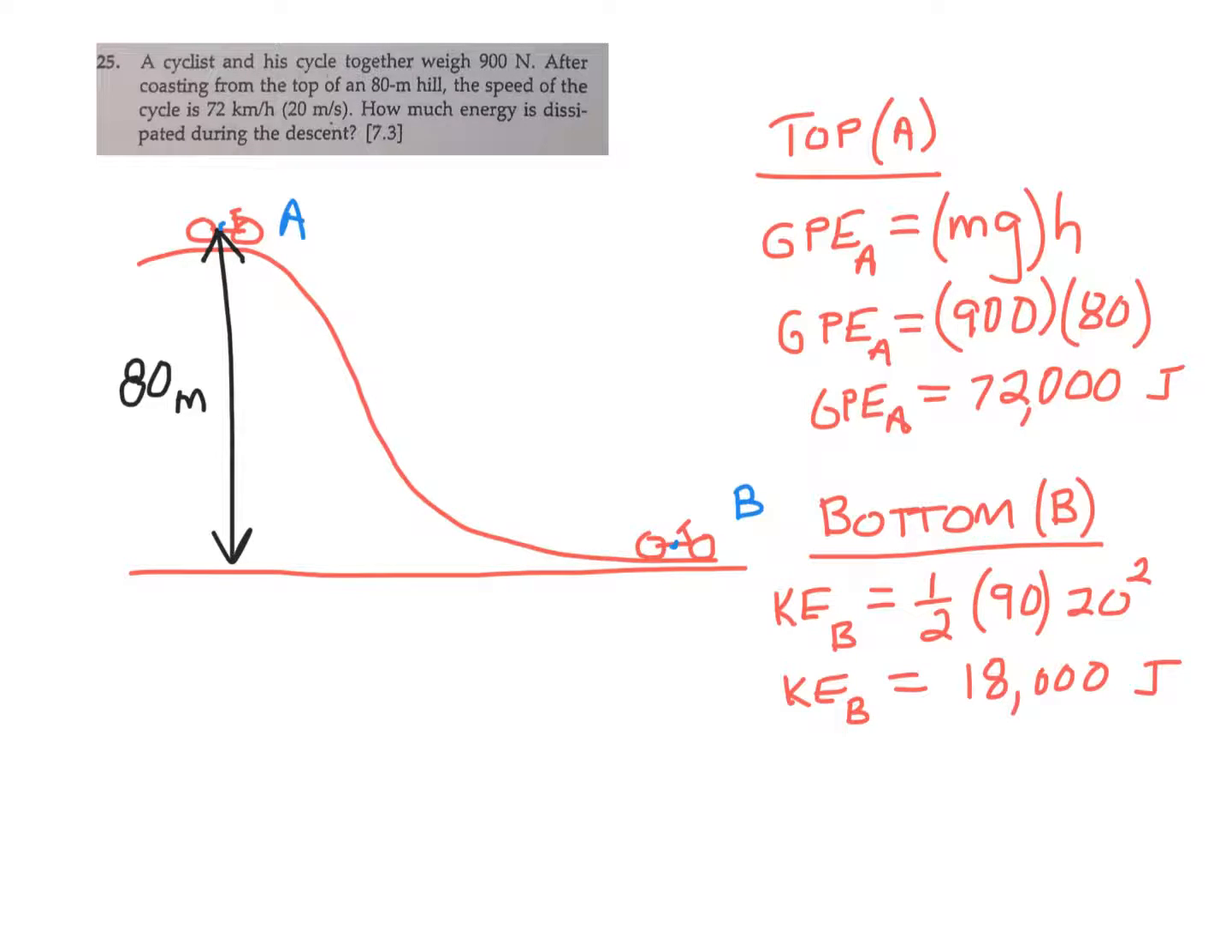And by the way, the 20 meters per second at the bottom of the hill is a pretty fast speed. That's pretty wild on a bike. If you're going that fast, that's like 45 miles per hour. So that's actually a little scary if you're on a bike. Hopefully you're wearing your helmet.